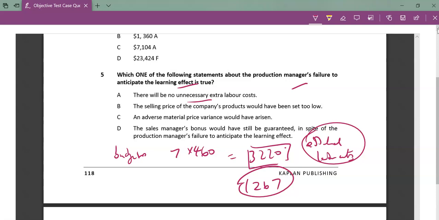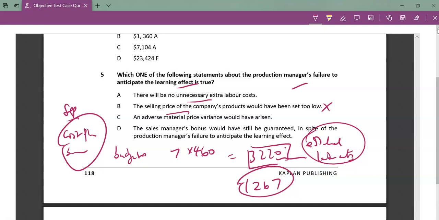The selling price, so remember this question tells us, and if you look at the question, it tells us that they base their selling price on a cost plus basis. So first of all, you'd have too much labor cost in there, and therefore when you put your cost plus on that, your selling price would actually be higher. So that's not true as well. So here, let's look at this. Actually, let's go to D first.